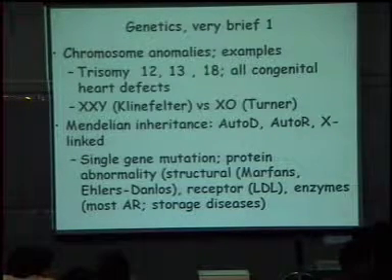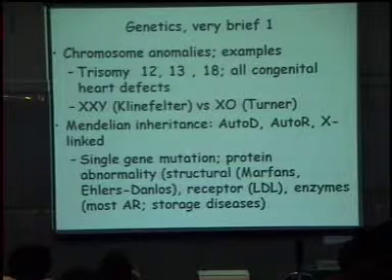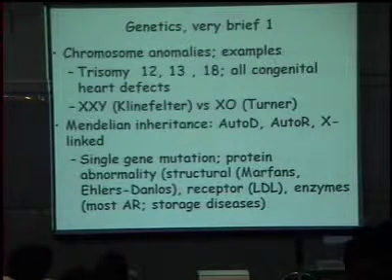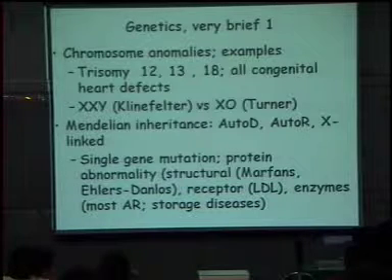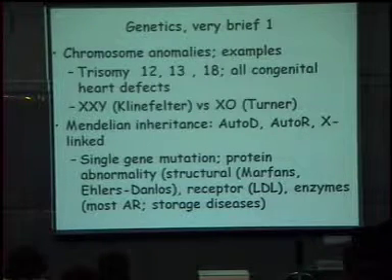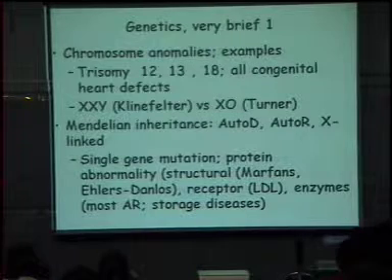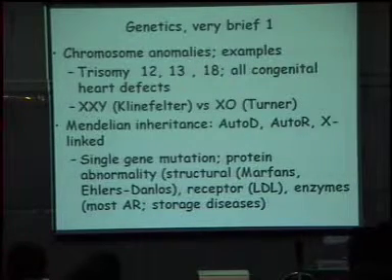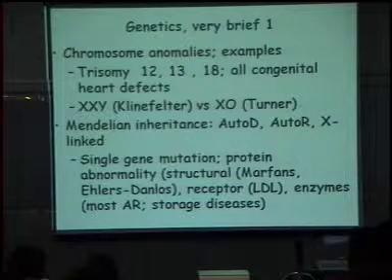And then there are the classic chromosome abnormalities that people can give you clinical scenarios about. There are usually a few of them. They're usually relatively straightforward. All right? Trisomy 12, 13, and 18 and the congenital heart defects are things you need to know. You need to know about Klinefelter's versus Turner syndrome.